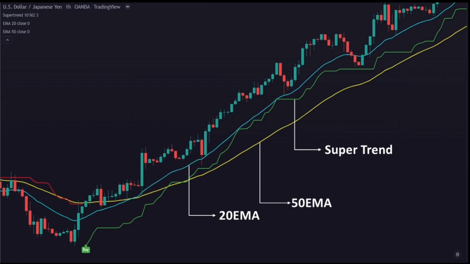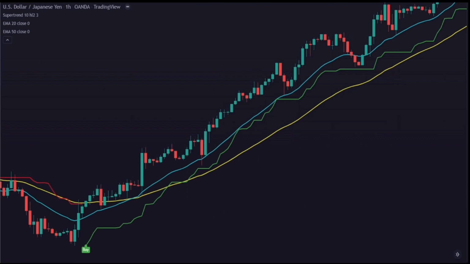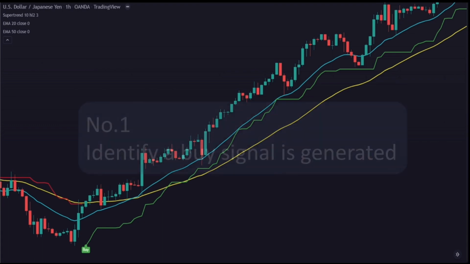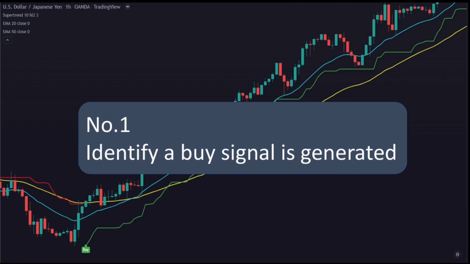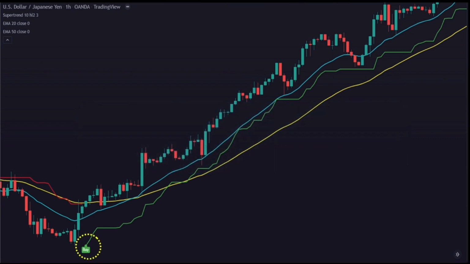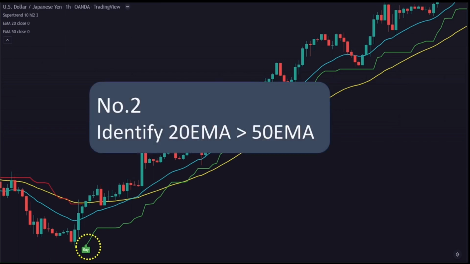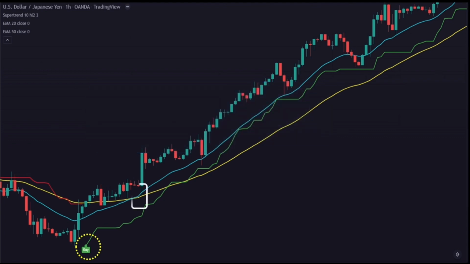Now let us see the buy and sell setup on this chart. Trading rules are simple. For taking buy positions, you should make sure of the following rules. Rule number 1. Identify a buy signal is generated. And rule number 2. 20 EMA should be closed above 50 EMA. When you see the two rules are clear, you may take a long position here by using a buy stop order and then place a stop loss order below 50 EMA or swing low.